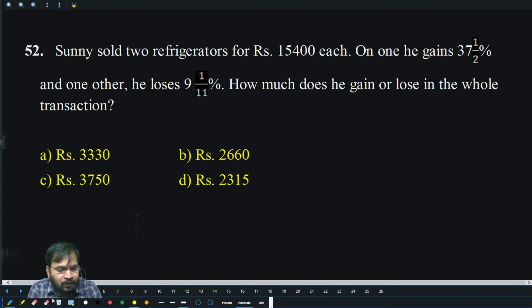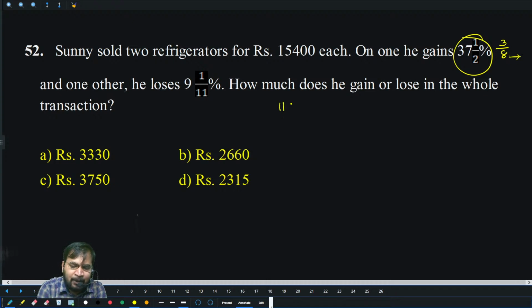Sun sold 2 refrigerators for 15,400 each. On one he gains 37.5%, on the other he loses 1 by 11%. How much does he gain or lose in the whole transaction? So 37.5 is nothing but 3 by 8, right? 3 by 8 gain. Therefore cost price is 8 parts. Then selling price is 11 parts.